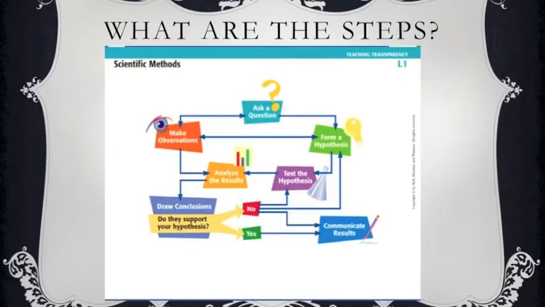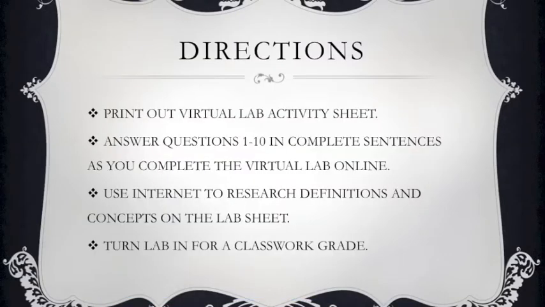What are the steps to the scientific method? Make an observation, ask a question, form a hypothesis, test the hypothesis, analyze the results, draw a conclusion, and communicate your results.